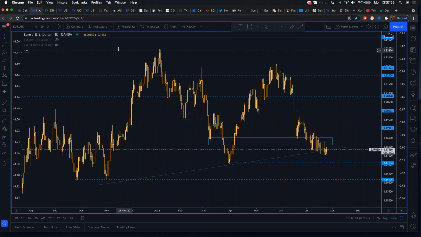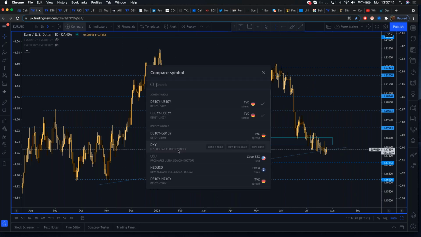So the euro has a sell bias, but in the near term, the direction for the euro is going to come from the Federal Reserve meeting midweek.